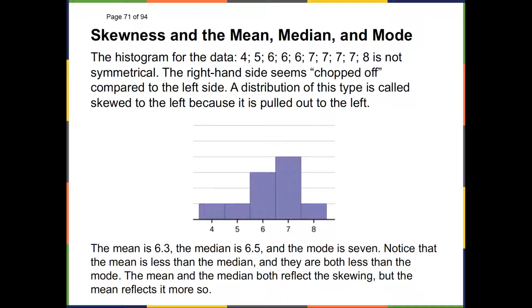Okay, so let's look at this data: 4, 5, 6, 6, 6, 7, 7, 7, 7, 8. It's not symmetrical. We can see we have a longer tail on the left-hand side and then a steep drop on the right-hand side. The mean and the median, although they look close to each other, are actually a bit separate from each other. And the mode is obviously different from the mean and the median. The mean is less than the median, and they're both less than the mode, so that would mean that we have skewness towards the left-hand side.